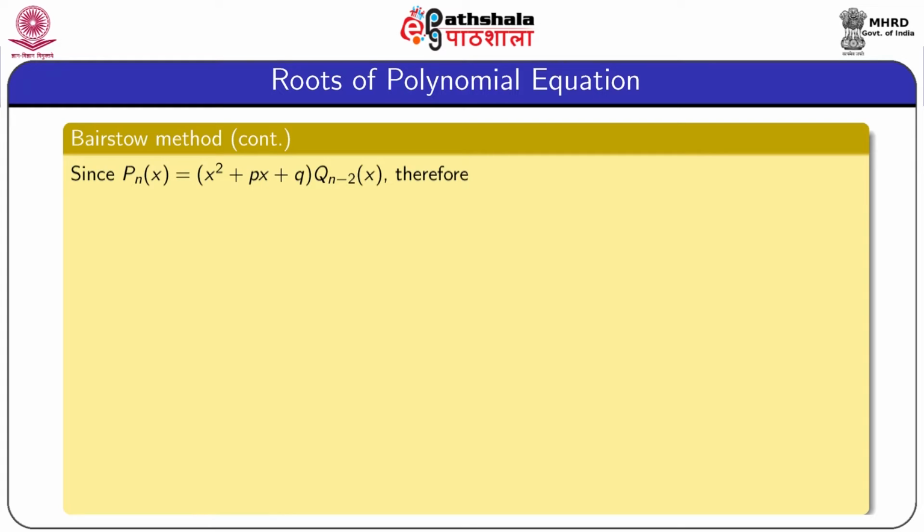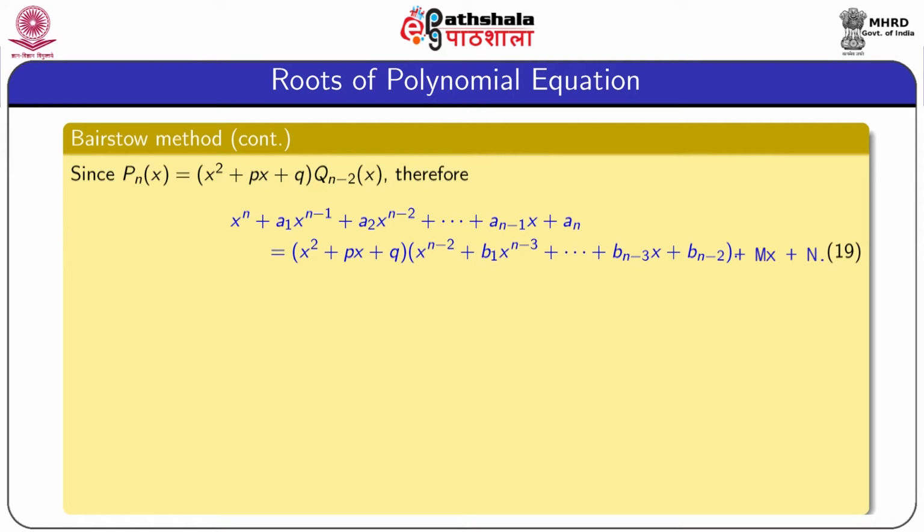Since the polynomial Pn(x) is expressed in the form (x square plus px plus q) into Qn−2(x), we get equation number 19. The left hand side is the expression for Pn(x), and the right hand side is the product of the quadratic factor and the deflated polynomial Qn−2.